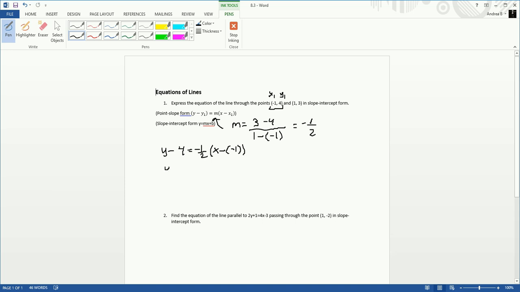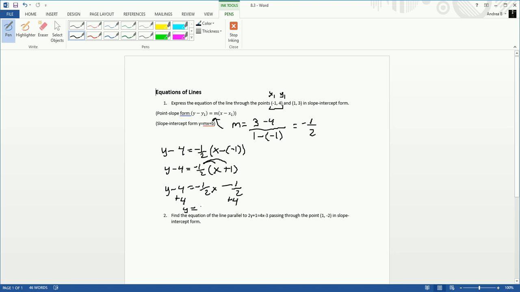So here we'd end up with y minus 4 equals, we still have the -1/2 in front, and then x plus 1 since we have that double negative. Then we distribute that -1/2 through the parentheses. So y minus 4 is equal to -1/2 x minus 1/2. Remember, you have to distribute it to everything inside the parentheses. Then add 4 to both sides to finish getting y by itself. Once you get y by itself, we will have it in slope-intercept form.